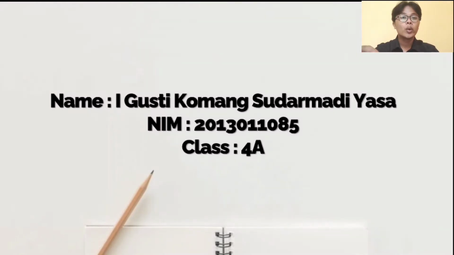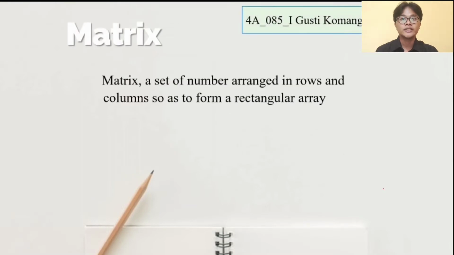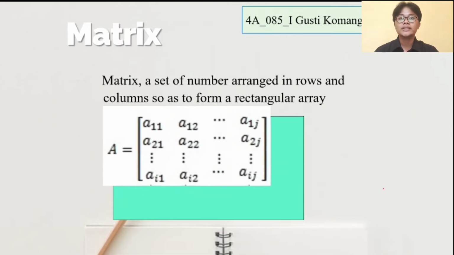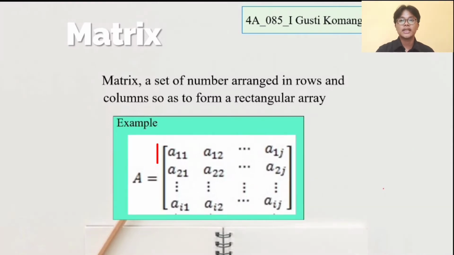For today, we will study about matrix. What is a matrix? A matrix is a set of numbers arranged in rows and columns so as to form a rectangular array. An example is a matrix A that is of order n times n. A11, A12, A13, and so on are called rows in the matrix, whereas A11, A21, A31, and so on are called columns in the matrix.